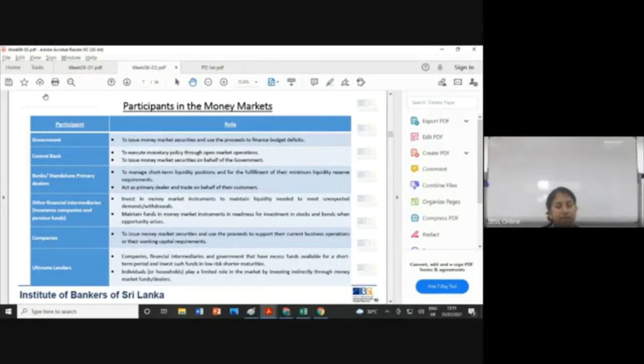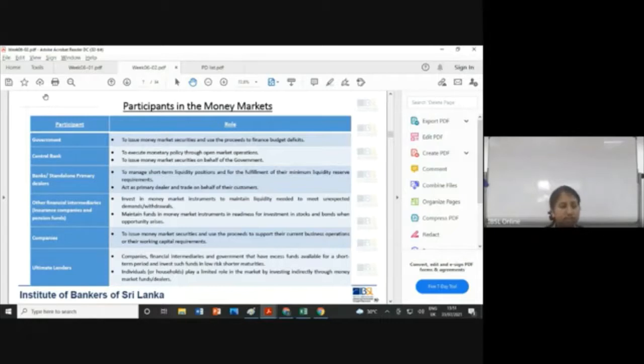Next, they come as an intermediary in the money market in the capacity of a primary dealer, so they can trade on behalf of their customers. So one point is they come in as a borrower, the other is they come in as an intermediary. Now these primary dealers are a party that you would see mainly in the treasury bill market. Now, there's a difference between banks and standalone primary dealers. When we move to the treasury bill topic, let's discuss that in detail.